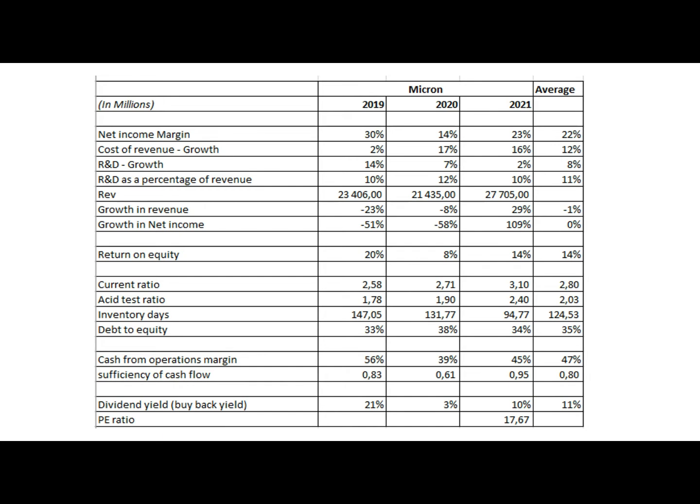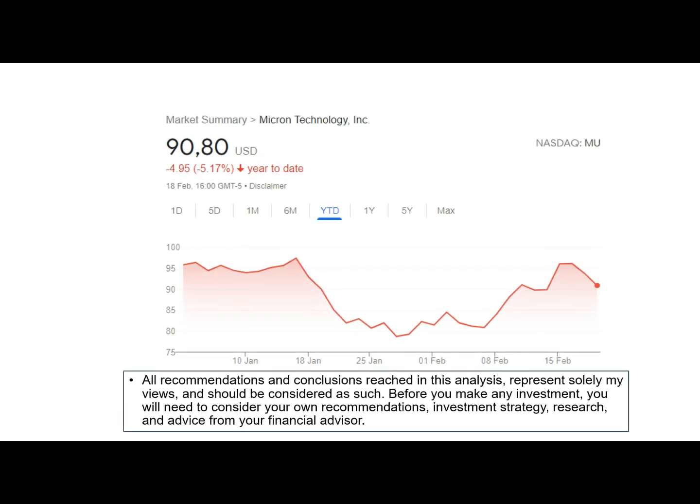So overall, I think Micron is a very good entity. I mean, there aren't a lot of bad things wrong with it. It's really a good company. Really good company. I'm impressed with Micron. Well done, Micron.